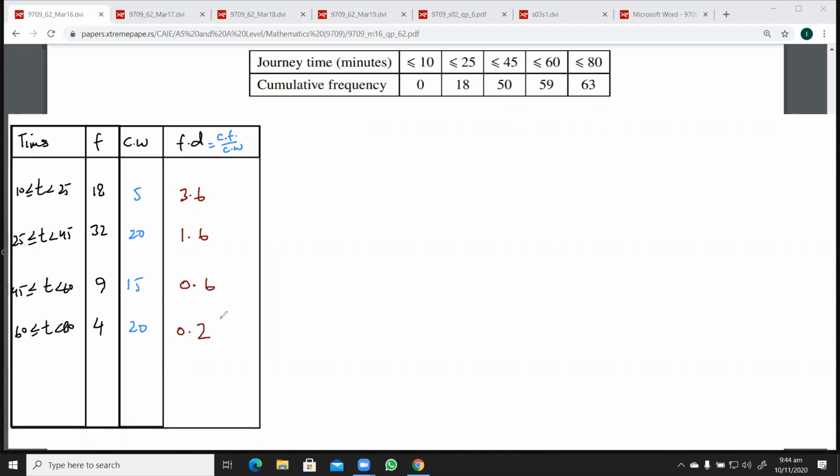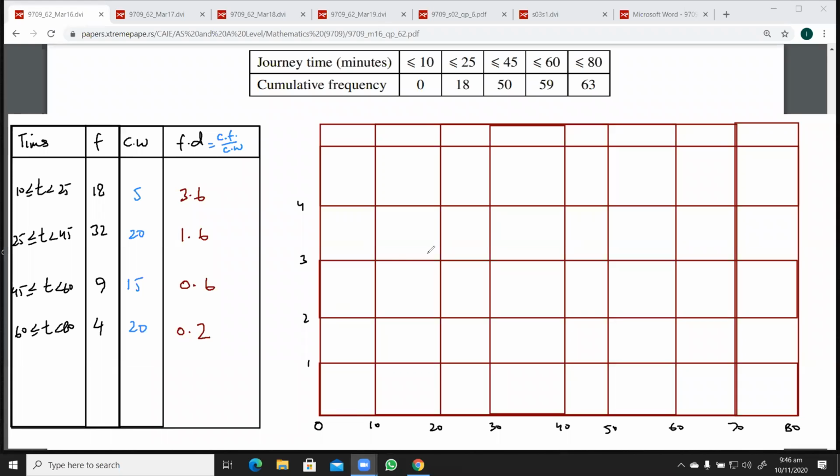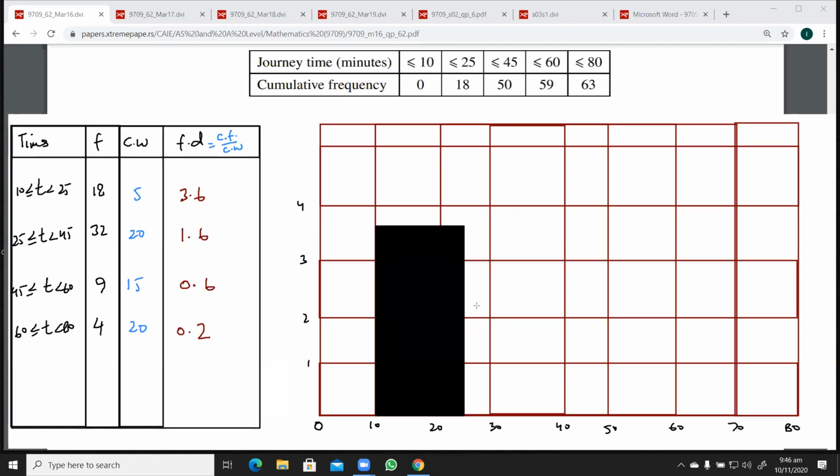Okay, let me draw the grid for the histogram and you can try drawing that on your graph papers. You will forgive me for this not very evenly divided grid, but I just had to show you a model. You obviously have to draw this on a graph paper. The first bar has to go from 10 to 25, up to 3.6. Let me use a filled one. So this is the first bar, 10 to 25.